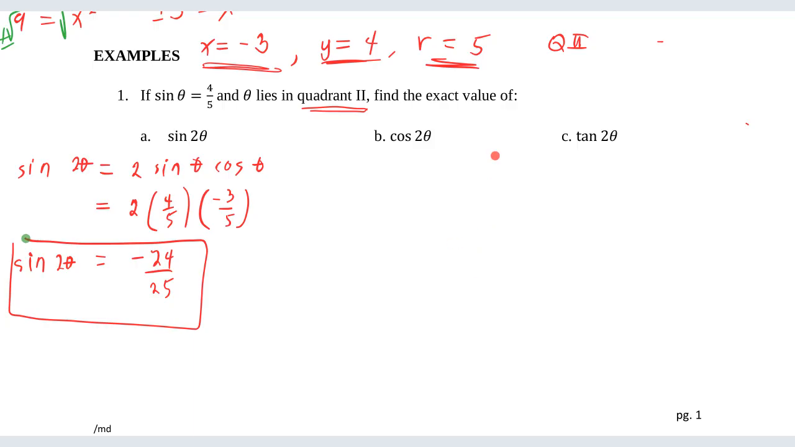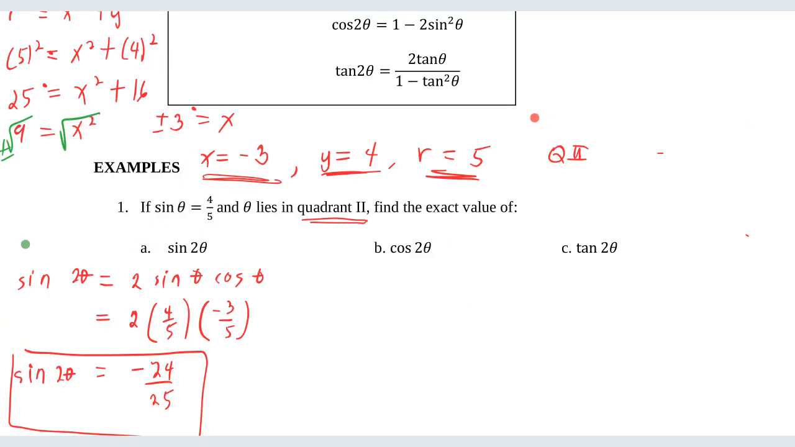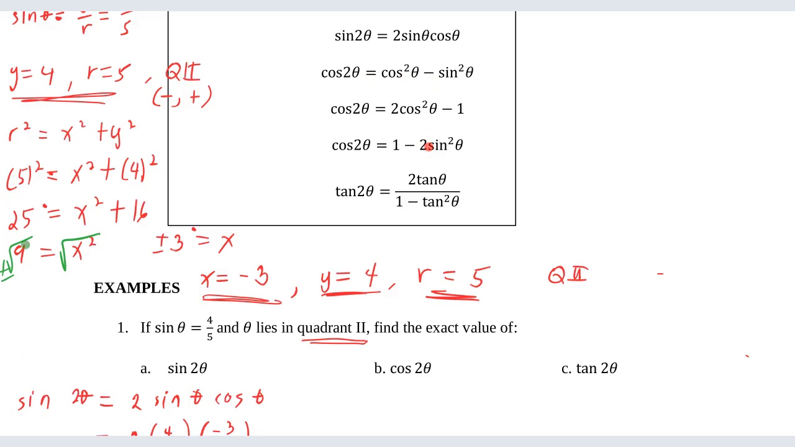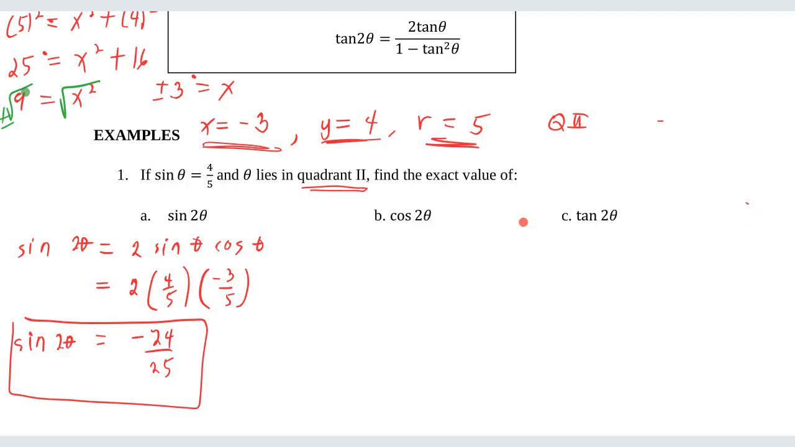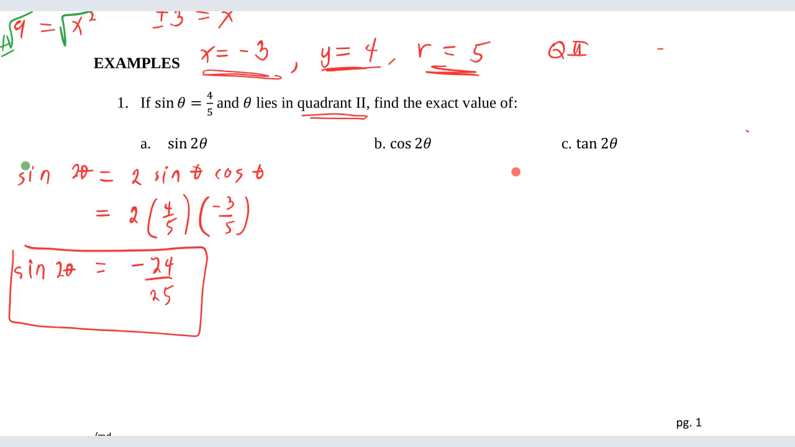Okay, now moving on with the cosine 2 theta. Like I've said, cosine 2 theta has many formulas. You can use either of these three statements here. In my case, let me just pick the first one. You can use this one, it's okay, we already have the value for cosine anyway. And this one as well. Let me use the first formula for cosine 2 theta, which is cosine squared minus sine squared. Whichever formula you use, you'll get the same result.